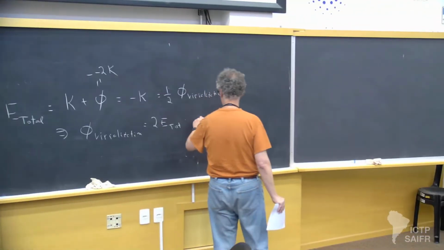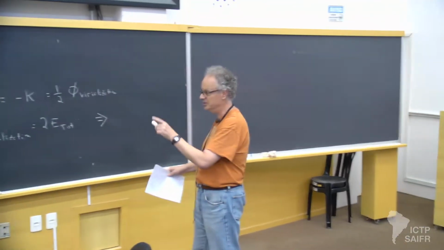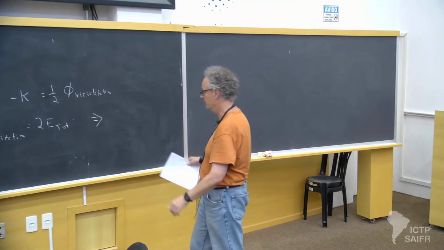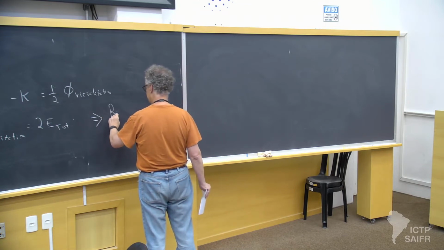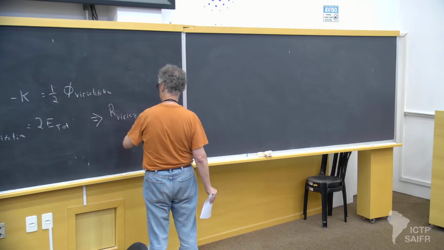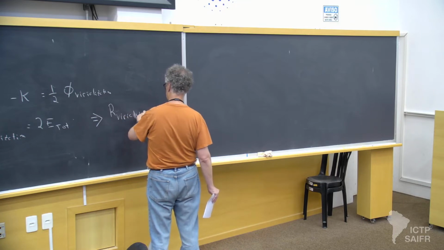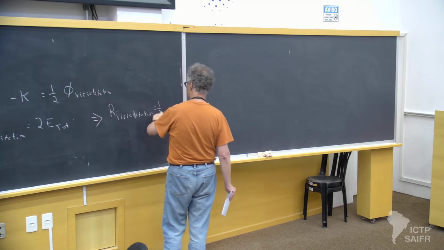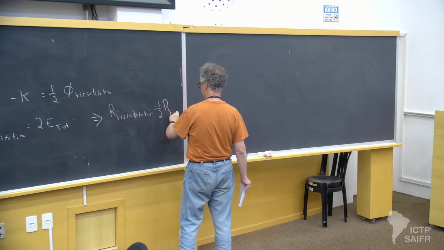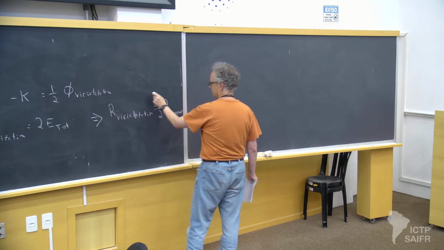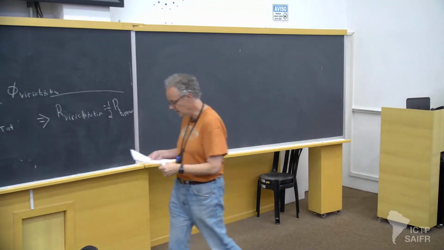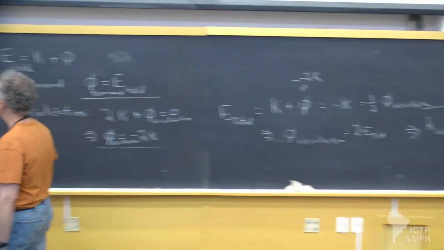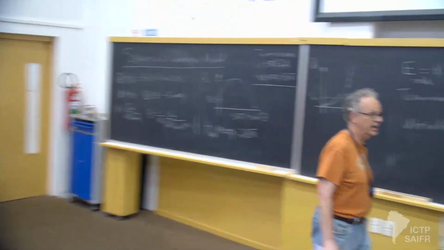What this means is that the potential energy is inversely proportional to the radius of the perturbation. It means that the radius of the perturbation at virialization is 1/2 of that at turnaround, because the energy is twice as large. And that defines the radius of virialization for us. So remember that the radius of turnaround is 2a. So the radius of virialization is a.